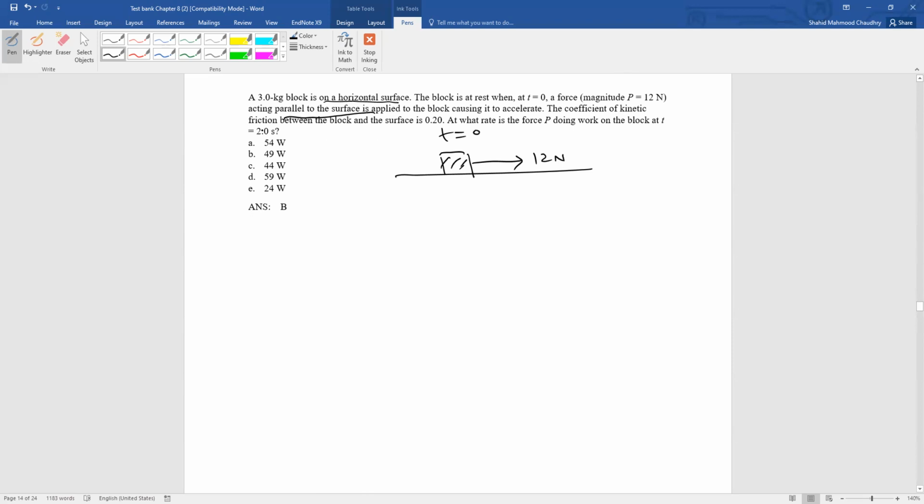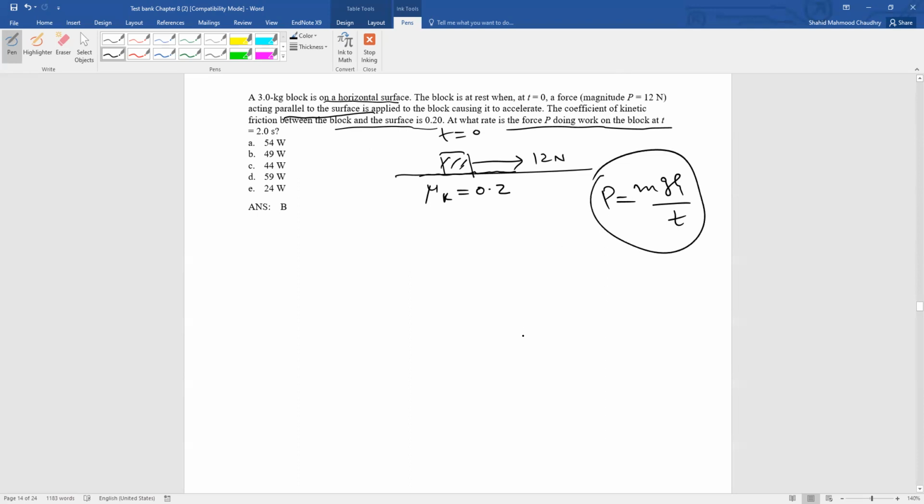The coefficient of kinetic friction between the block and the surface is 0.2. Here is the frictional force. So mu_k is equal to 0.2. This problem is related to the previous chapter, but anyhow, we will do this one. At what rate is the force P doing work on the block at t is equal to 2 seconds? You can also apply here the formula maybe mgh over t, but mgh we cannot apply here because it is not moving up and down.